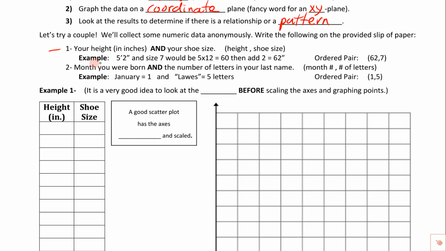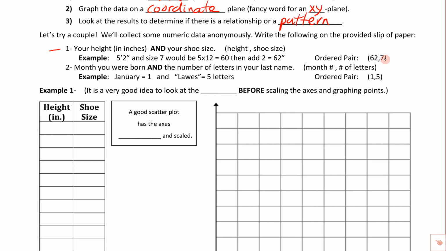So for an example, if we've got somebody who's 5 feet 2 inches tall and they have a shoe size of 7, here's what we'd figure out. 5 times 12, because we've got 5 feet times 12 inches per foot, that's going to give us 60 inches, and then we're going to add the other 2, so that person would be 62 inches tall, and they've got a size 7, so that means the ordered pair that they would write down would be 62, 7. Again, this means 62 inches tall, that's the same as 5 feet 2 inches, and then the size 7 shoe.